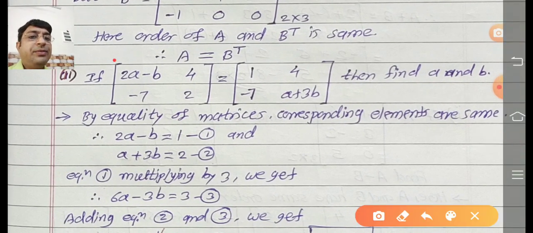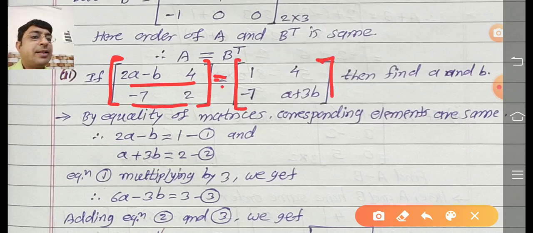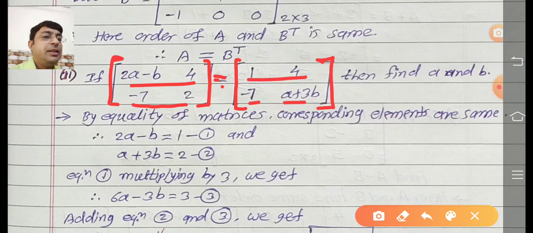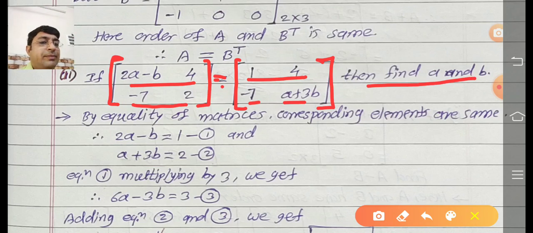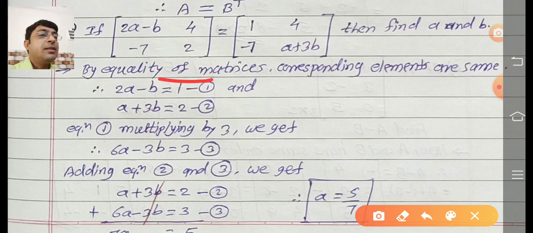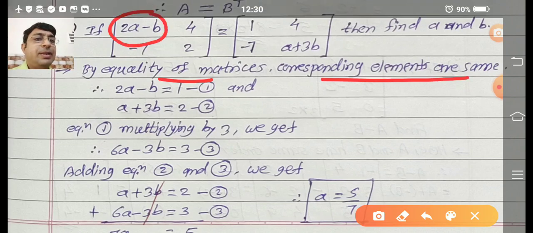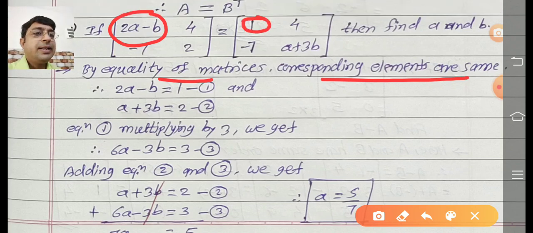Now check that if the first matrix [2A, minus B; 4, minus 7] is equal to one more matrix given on the right hand side, [1, 2; 4, minus 7 A plus 3B], then find the value of A and B. By equality of matrices, corresponding elements are the same, so compare the elements. First one, 2A minus B is equal to 1, and second one, A plus 3B is equal to 2.